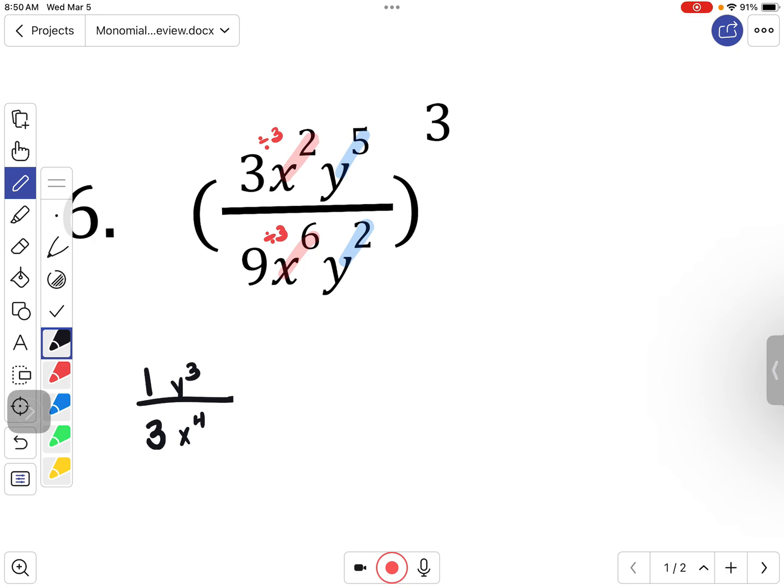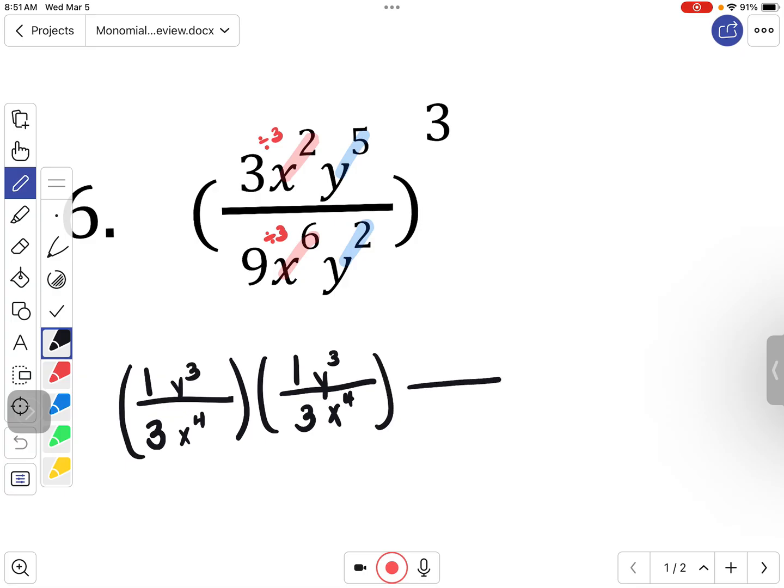Okay. Now that I've simplified on the inside, now I'm going to go ahead and take that and write exactly what I simplified it 3 times. So 1/3 y to the third over x to the fourth.